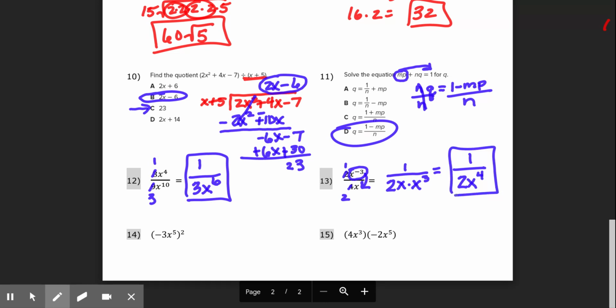Alrighty, and this one, okay, it's squared. So we're going to draw a parenthesis through that and just rewrite it again. So we multiply our coefficients. So negative 3 times negative 3 is 9. And then we can add our exponents. So 9x to the 10th power. And then this one, 4 times negative 2 is negative 8. X and 3 plus 5 gives us 8.